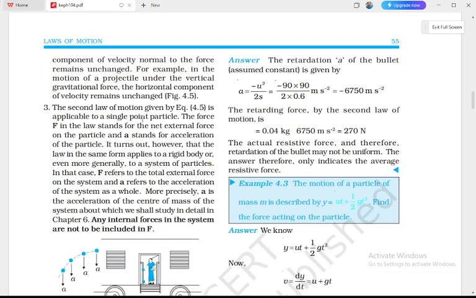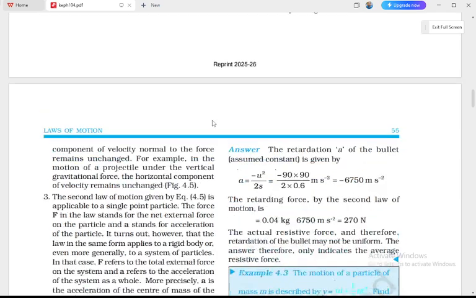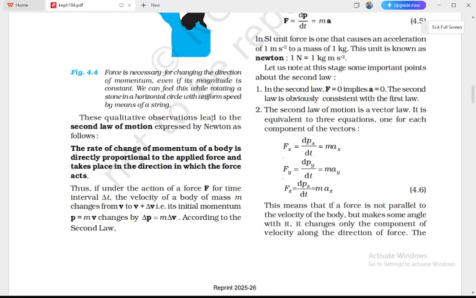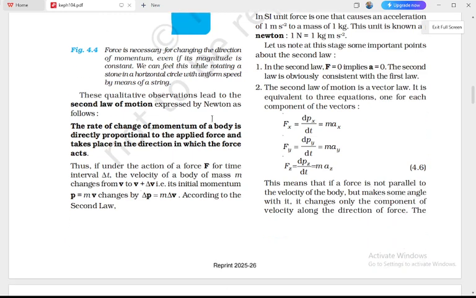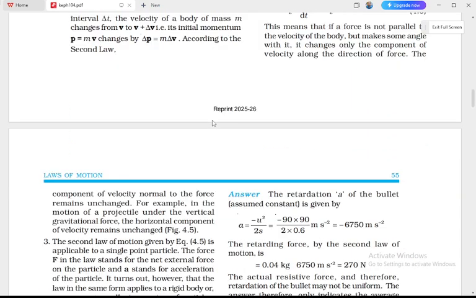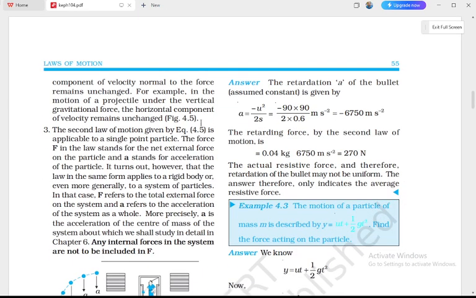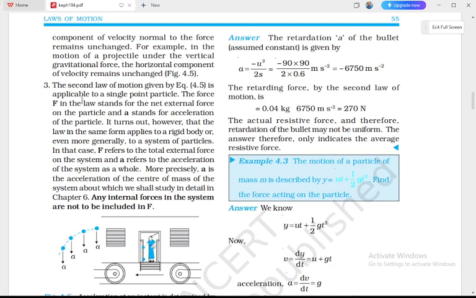The second law of motion given by equation 4.5 is applicable to a single point particle. The force F in the law stands for the net external force on the particle and a stands for the acceleration of the particle. It turns out, however, that the law in the same form applies to a rigid body, or even more generally to a system of particles.